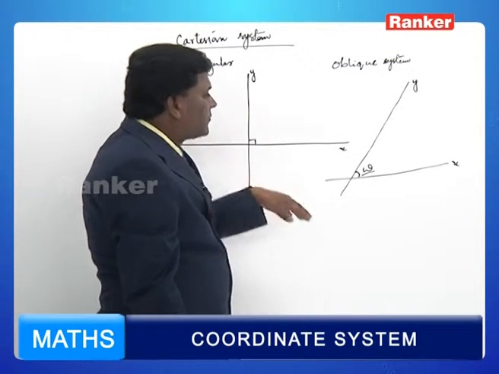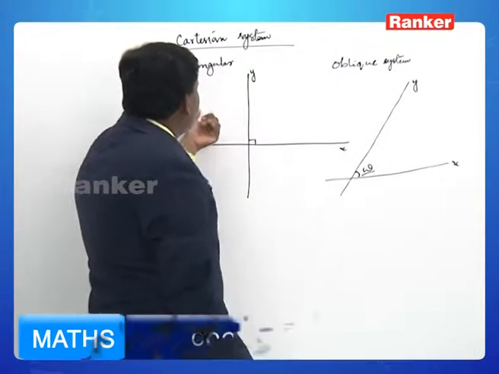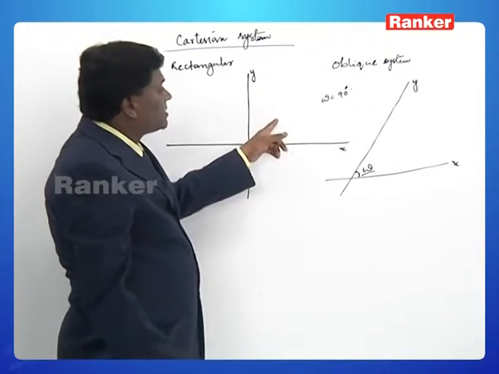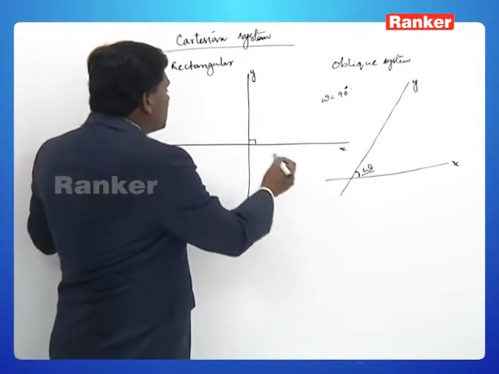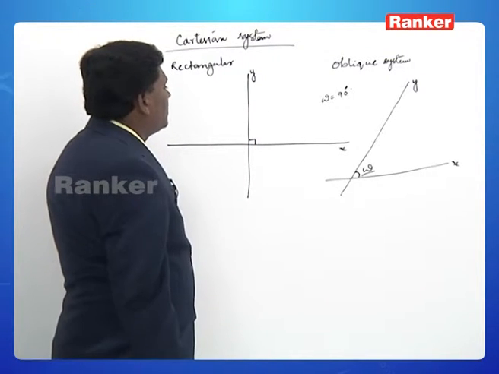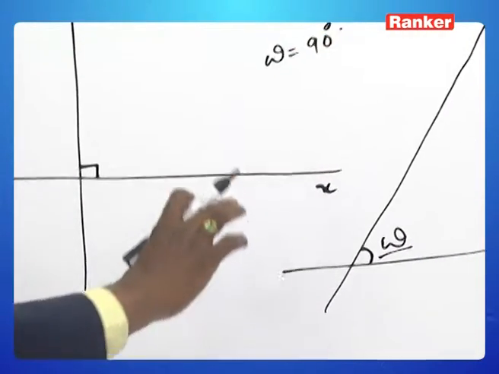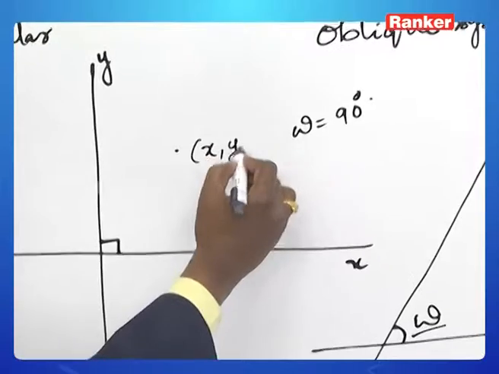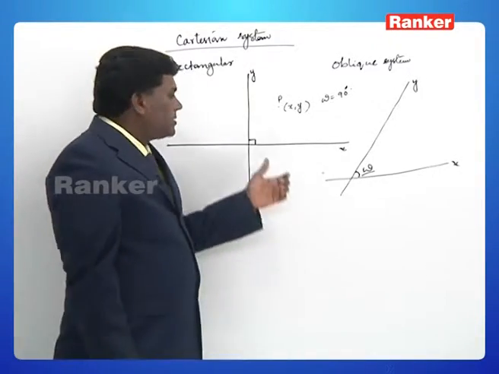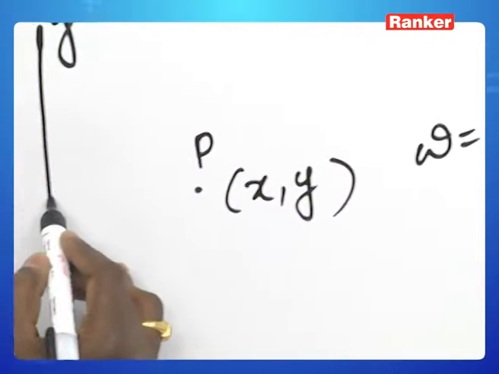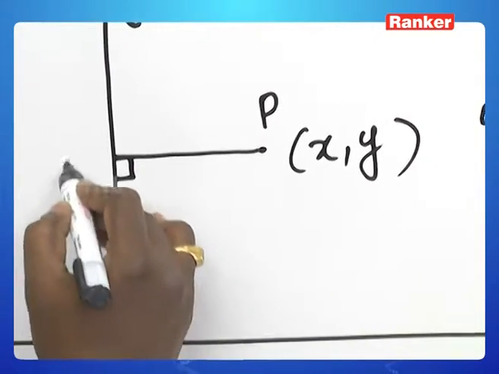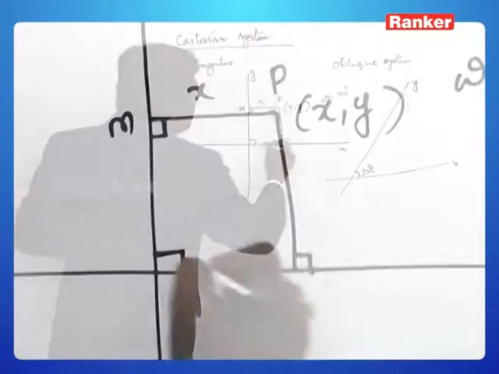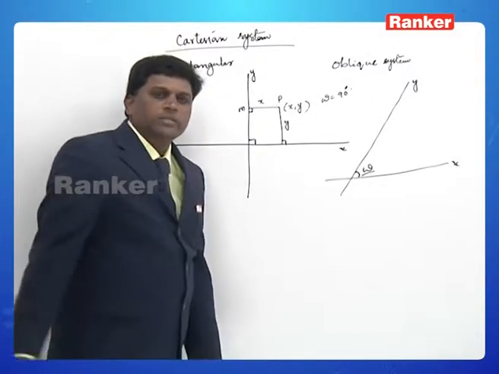Now, to make it more simplified, this oblique system is converted into the rectangular Cartesian system by taking omega equal to 90 degrees. In this particular case, omega is 90 degrees, and we take it as the rectangular Cartesian system, in which the axes are perpendicular to each other. With reference to this system, to locate any point we define its x and y coordinates. Suppose P(x, y) is a point in this Cartesian plane. Its algebraic distance from the y axis is taken as its abscissa, and its algebraic distance from the x axis is defined as its y coordinate, or simply ordinate.